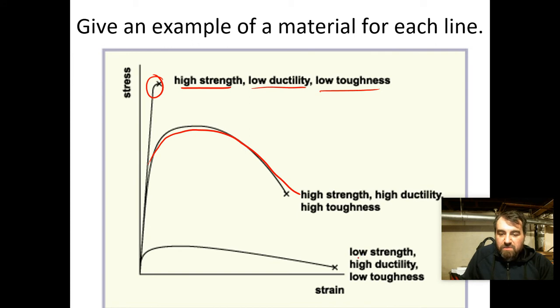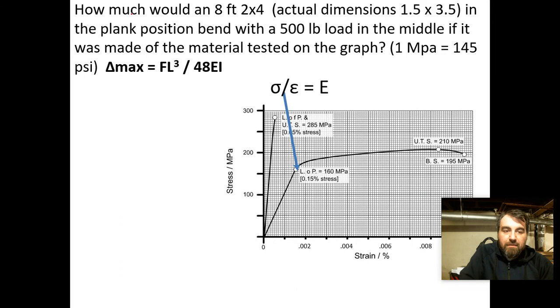All right, and then the last one, low strength, high ductility, low toughness. This might be like a rubber band or plastic. A lot of types of plastic will be able to stretch. They'll never go back, but they'll still be there. They'll just keep stretching.